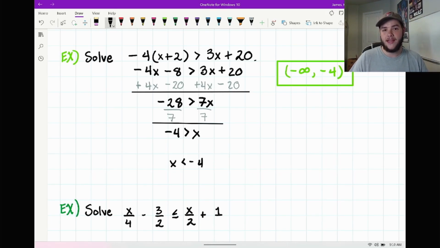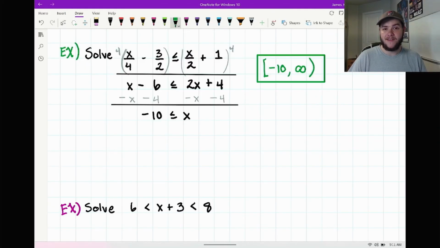That said, negative infinity to negative 4, including neither of those, is the solution set to this problem. Go ahead and pause the video here and see if you can give the next one a try. The solution set is negative 10 to infinity, including negative 10.